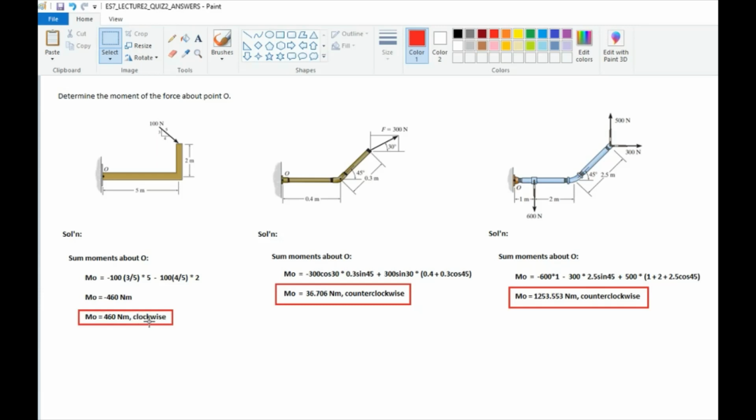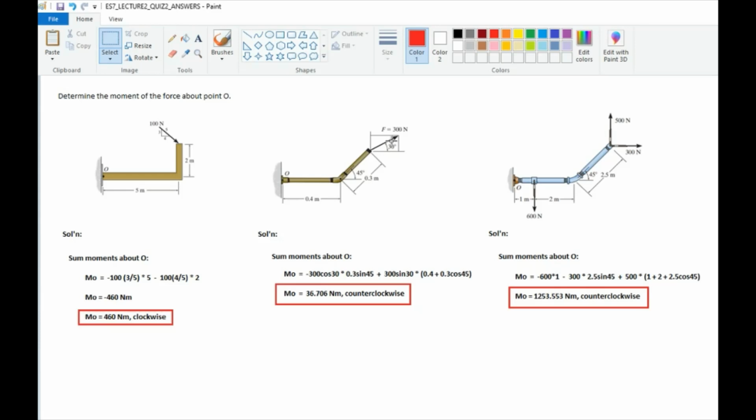So, I said you indicate the direction. Don't use the negative sign. Therefore, our final answer is M sub O equal to 460 Newton meters clockwise. Right? Next, for this figure, it is inclined. We have an inclined distance and the force is also inclined.